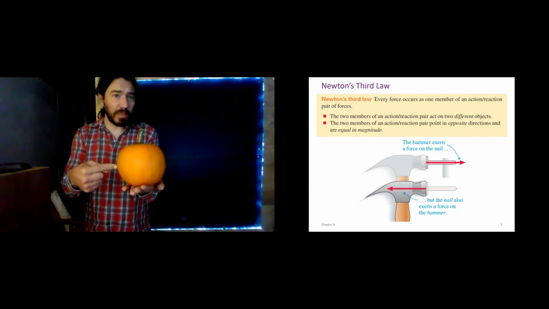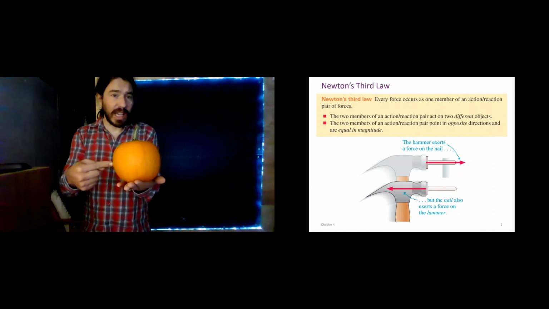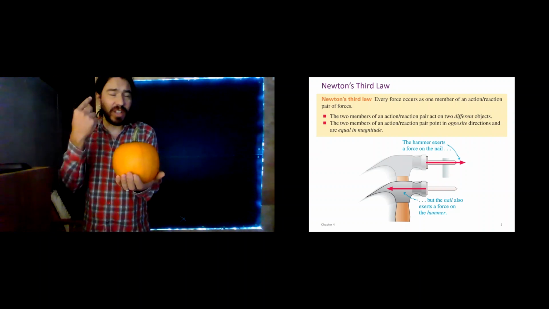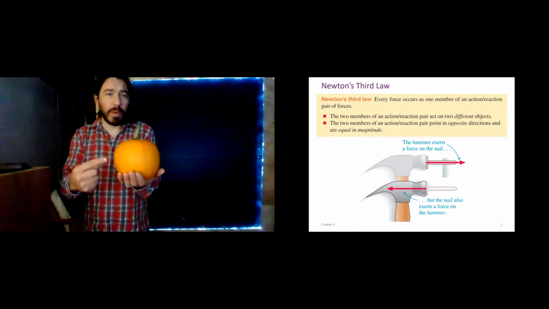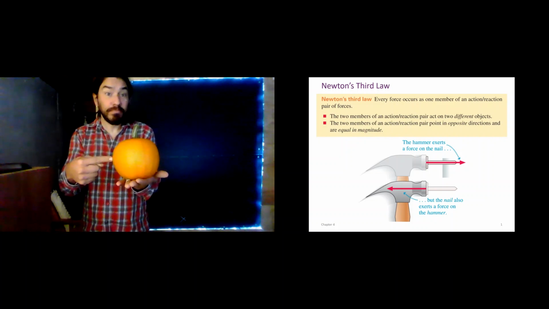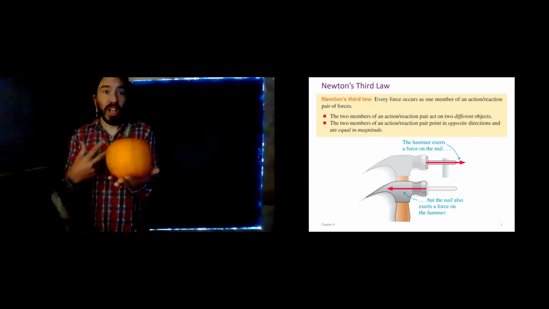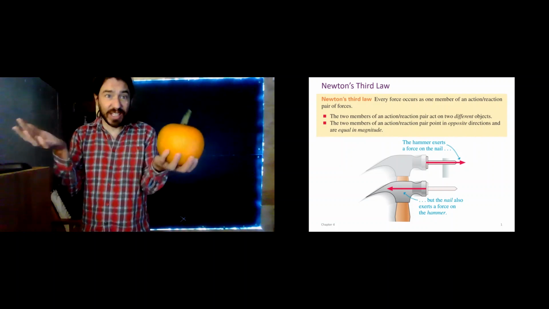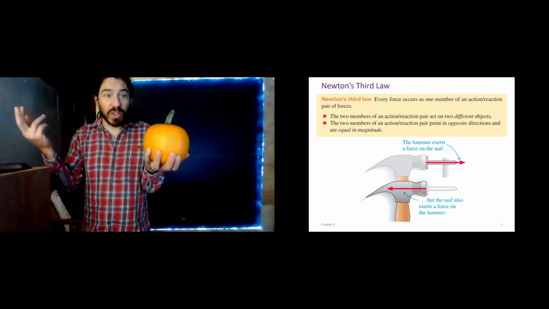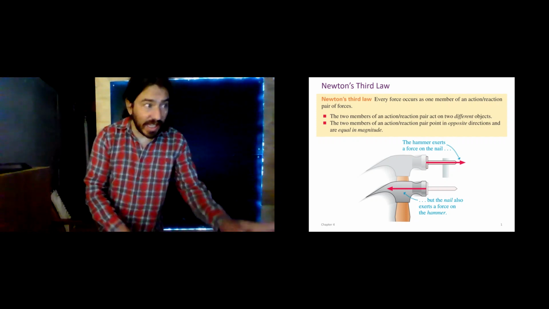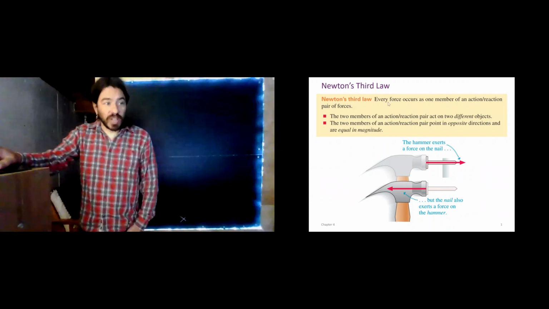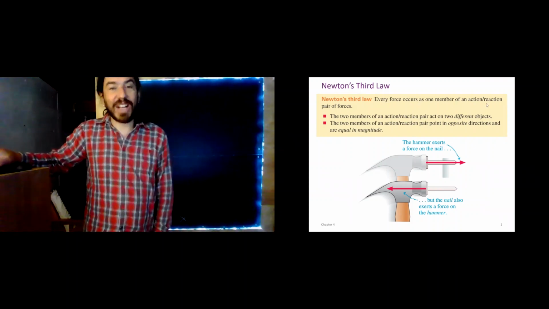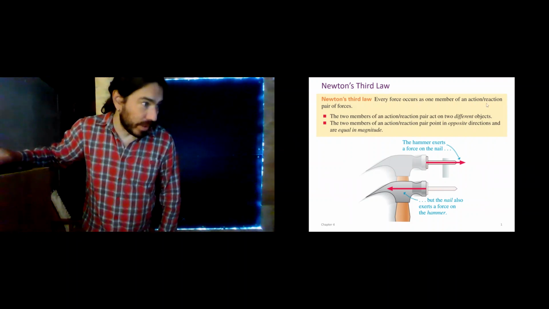Okay, now I push on the pumpkin. What always happens is that the pumpkin pushes back. In fact, I can feel on the tip of my finger the pumpkin pushing back on my finger every time. And there's nothing I could do to arrange it so that I could push on the pumpkin and have the pumpkin not push back. There's nothing I could do. And so, what does Newton's third law say? Well, Newton's third law says that every force occurs as one member of an action-reaction pair of forces.